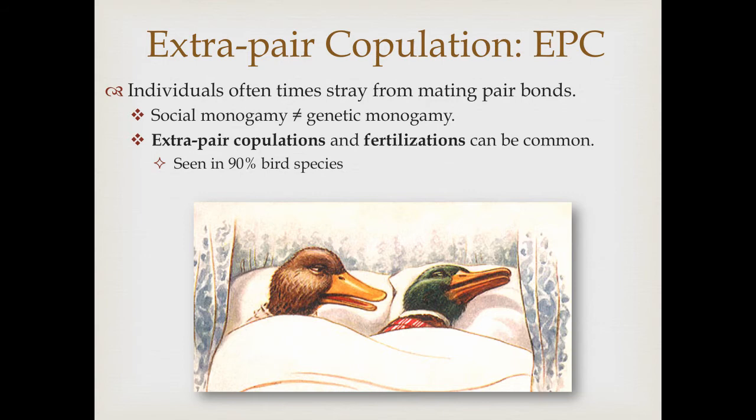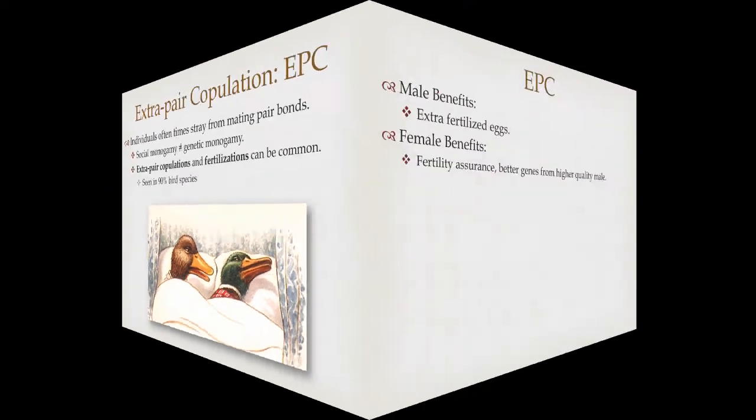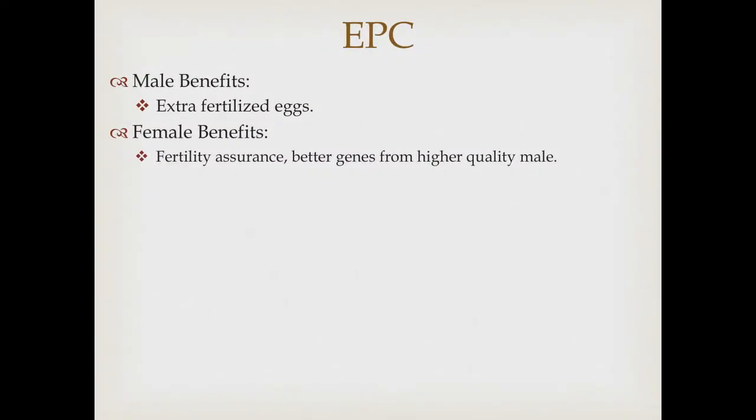And genetic analysis of offspring and comparing the genes to the parents has demonstrated that extra-pair copulations are pretty common, and they're seen in about 90% of bird species that we thought were truly monogamous. But what's the point of extra-pair copulation? Well, from the male perspective, it's pretty easy to see. Again, males are going to typically benefit from mating with multiple females because they can fertilize more eggs. They're gaining more in quantity.